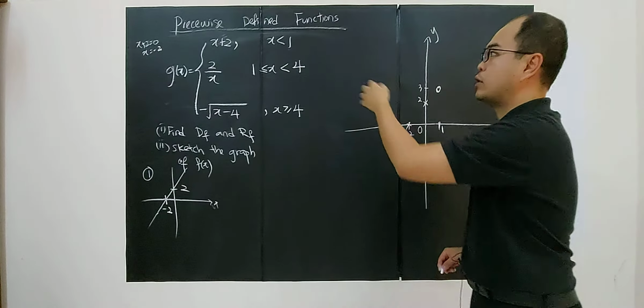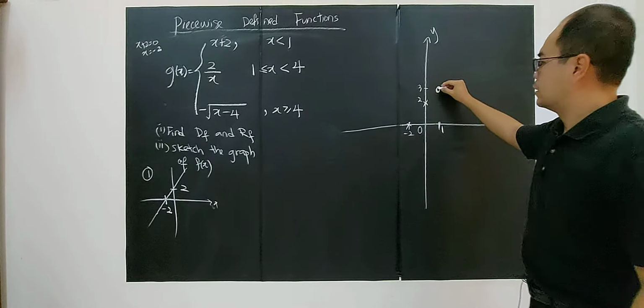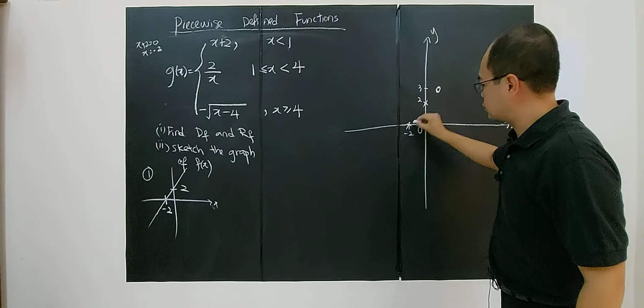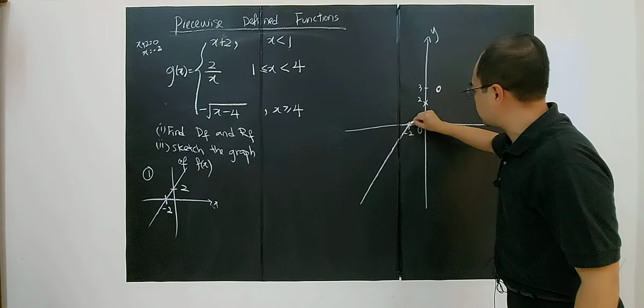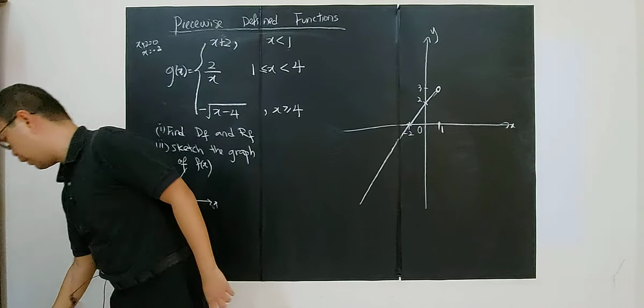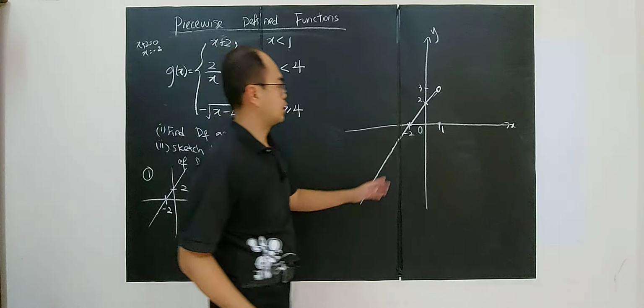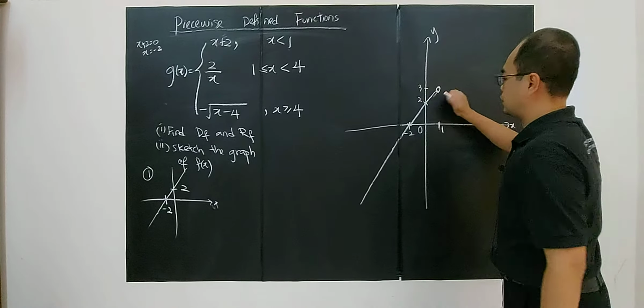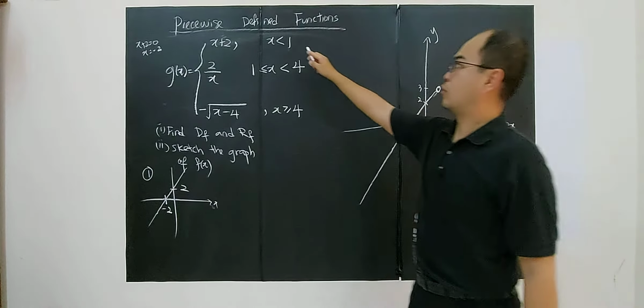You just use the 1 to find the point here, so that you know how the line goes. The line will intercept the negative 2 and y-intercept at 2 and go up to 3, which does not include the value of y equals 3. So this will be the graph before 1.